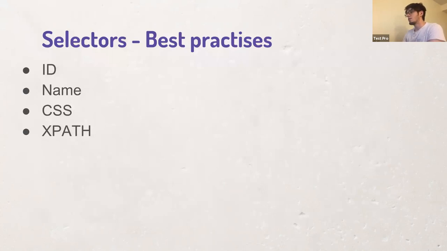After that, if an element doesn't have an identification ID or a name, try to find an attribute which is unique for the specific element. And if you aren't able to use these methods, try to go to the CSS selectors or XPath locators.